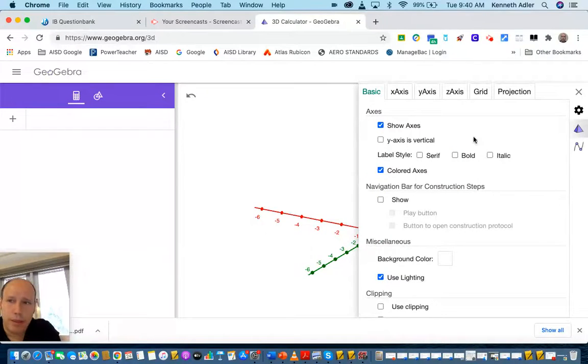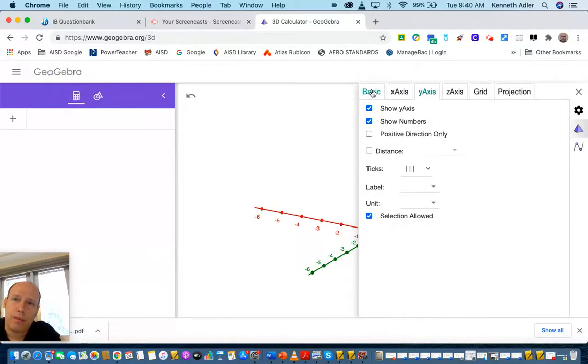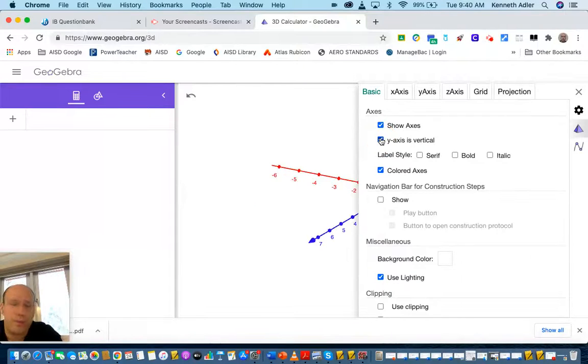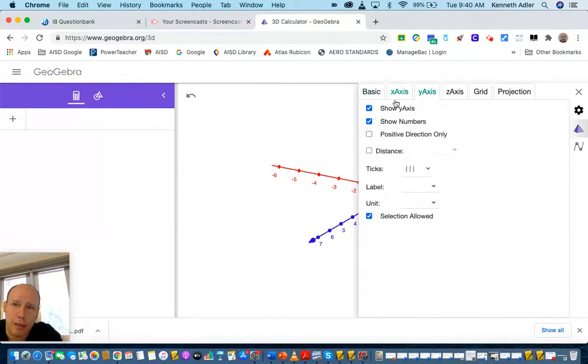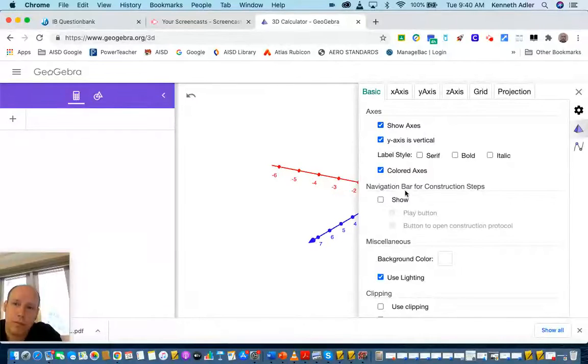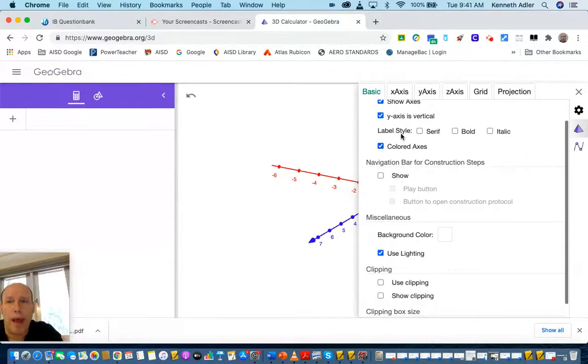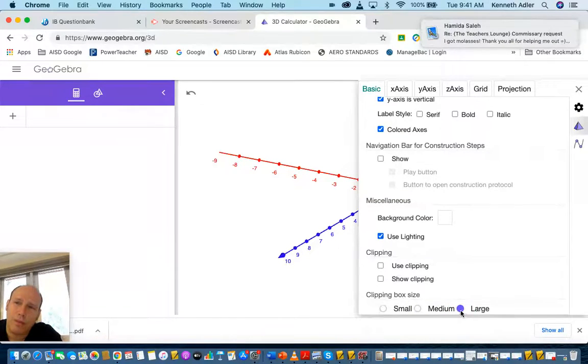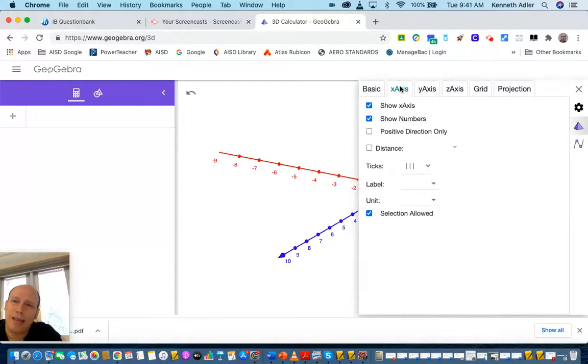Next, you're going to go to this gear, and then go down to settings, and go to the y-axis. On basic, y-axis is vertical, and at the bottom, clipping box size, make that large. And then go to x-axis, we're good. Go to z-axis, and I don't want to show the axis. Okay, and let's close that out.